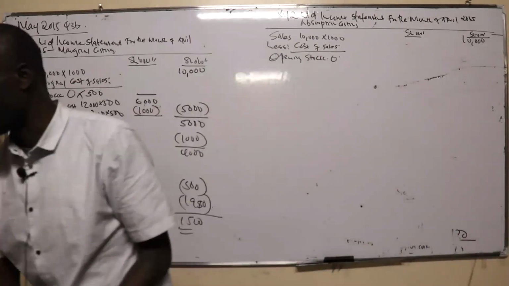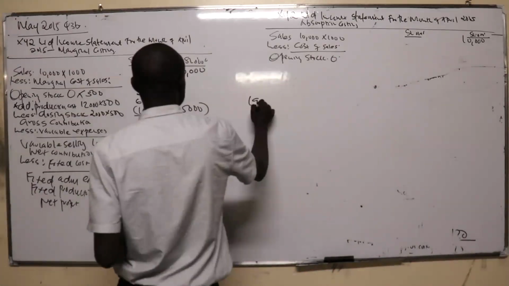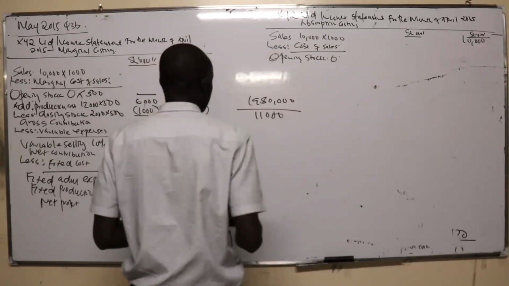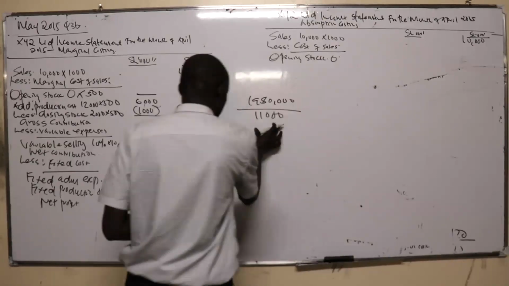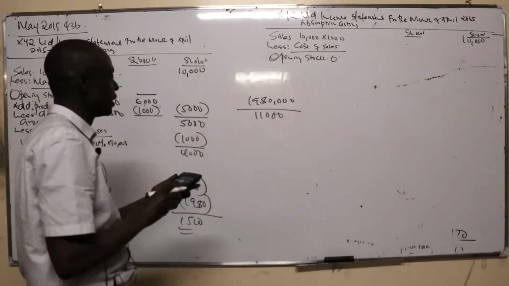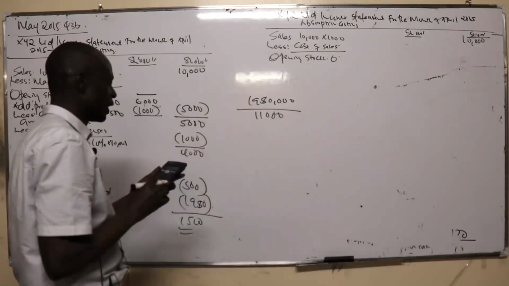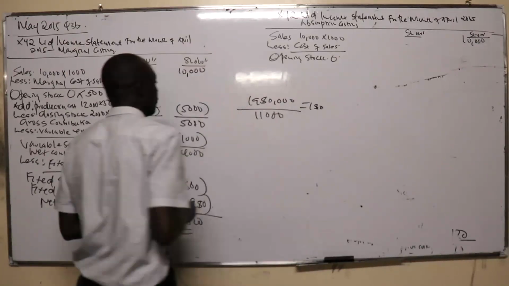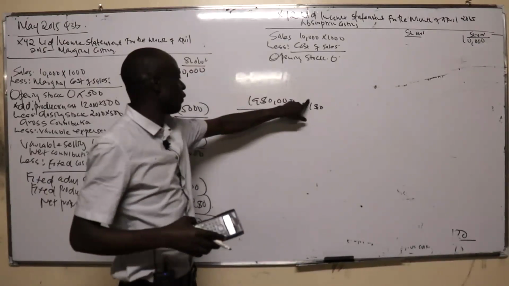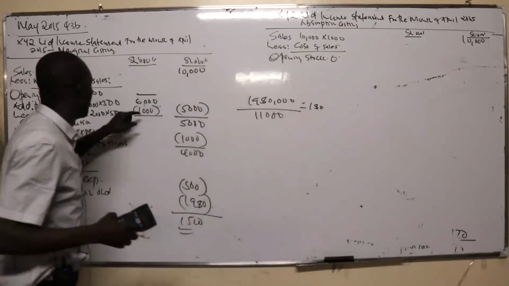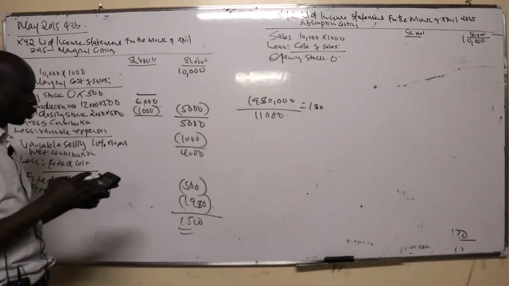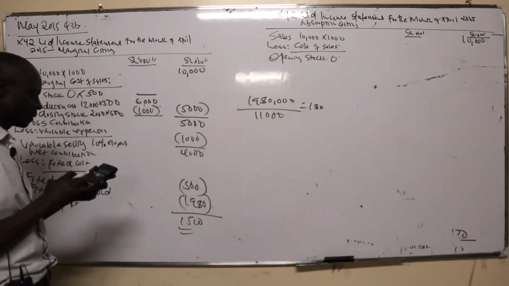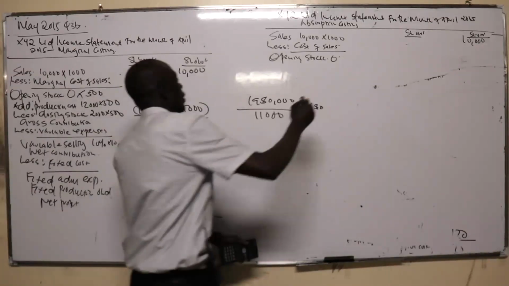For you to get the fixed production cost, the total overheads were 1,980,000. This was the fixed production overheads for 11,000 units, so you divide by 11,000. You get 180 per unit. So the fixed overhead cost per unit was 180. You add it to the variable production cost per unit, so the total production cost will be 680. Here you'll have valued it based on 680.